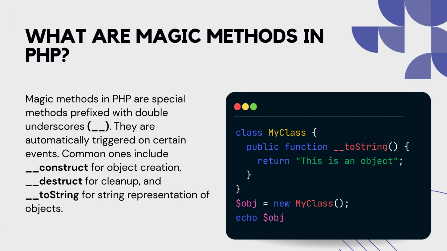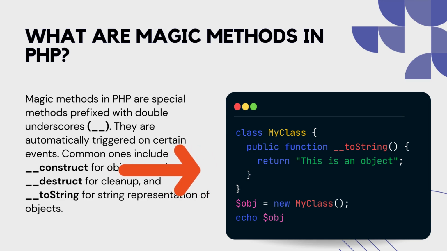What are magic methods in PHP? Magic methods in PHP are special methods prefixed with double underscores. They are automatically triggered on certain events. Common ones include __construct for object creation, __destruct for cleanup, and __toString for string representation of objects. Let's look at the example code.